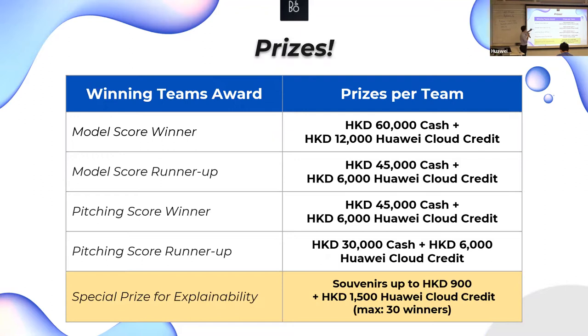Also, if your pitching is good enough, we have a pitching score. These two scores are calculated separately. If you are invited to the pitching stage, you can also fight for the pitching score, winner and runner-up. It will have another 45,000 cash and 6,000 Huawei Cloud credits. So if you are good and great enough, you may sum them up together and have a big total amount of award.